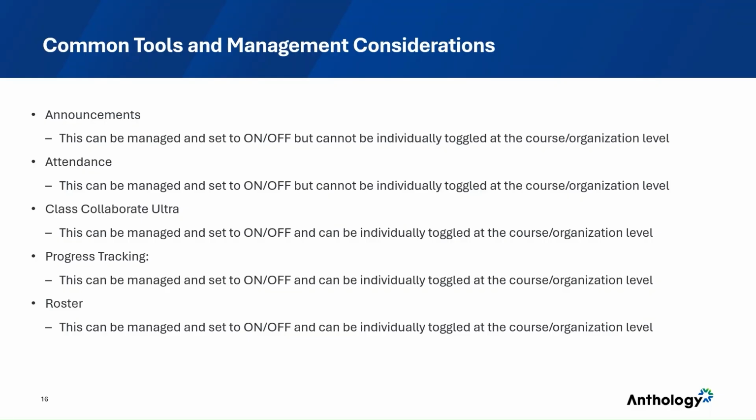It is highlighted here as something to review, given that the option for Collaborate is more visible in Ultra courses or Ultra organizations in the details and actions area, and you may need to turn this tool off if you're not using it. Progress tracking. This can be managed and set to on or off and can be individually toggled at the course or organization level under their settings. Same as the option before.